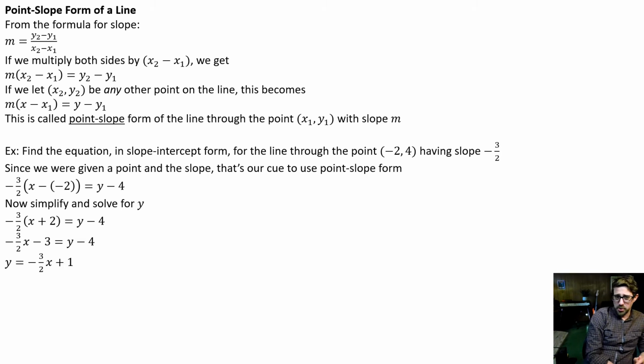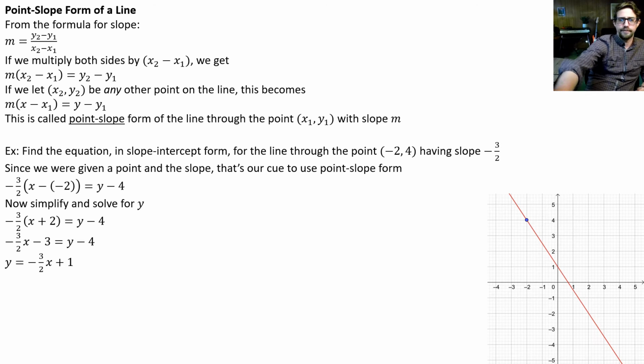And I flipped it around as well. I just like to see it as y equals mx plus b, not mx plus b equals y. So it's y equals negative 3/2 x plus 1. Okay, and then just look at the graph. We weren't asked to graph, but just to confirm that it looks the way you think it should look. It goes through the point negative 2, 4, there it is, and it has slope negative 3/2. So that means we go over 2 and down 3, right?